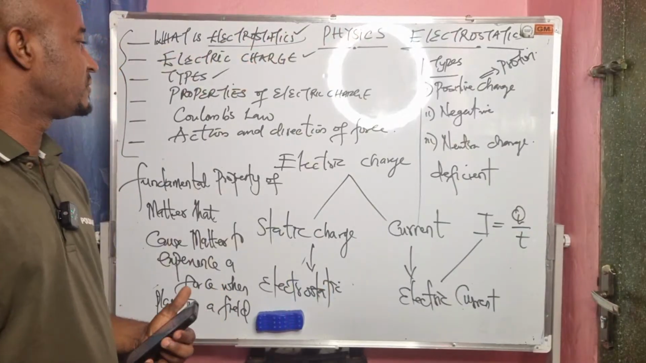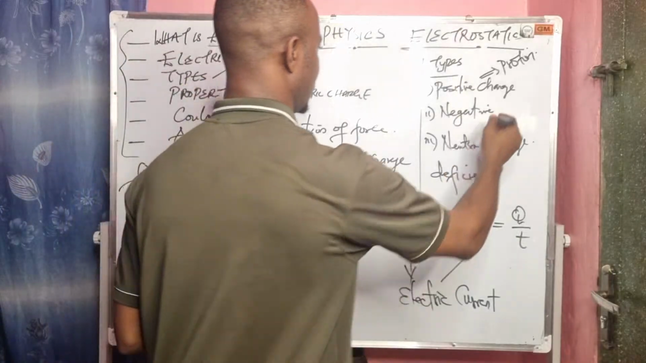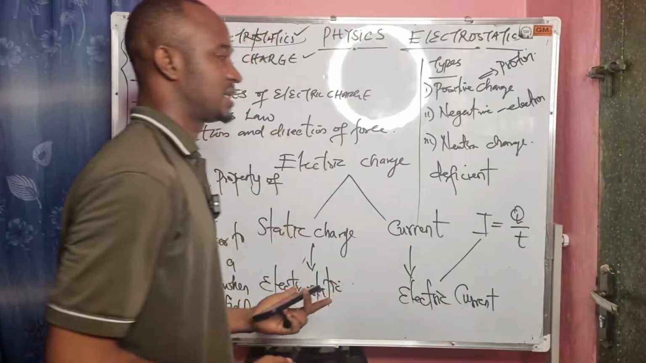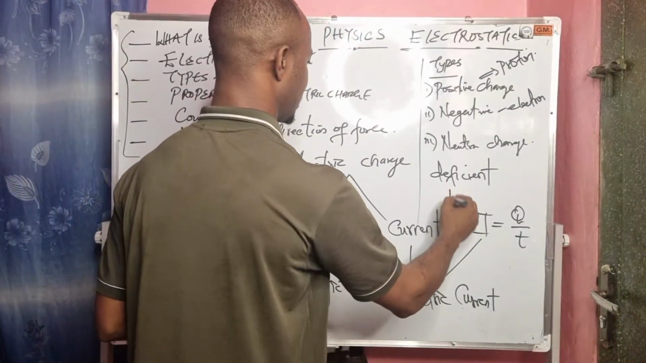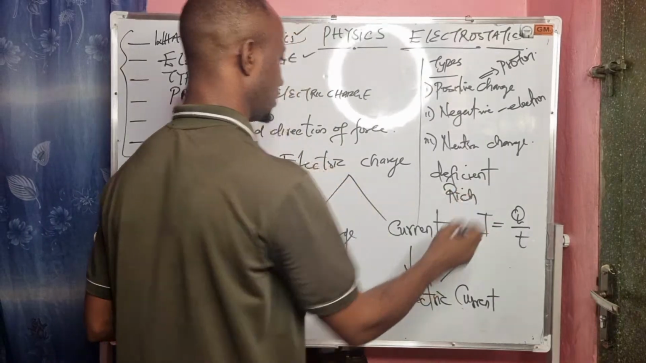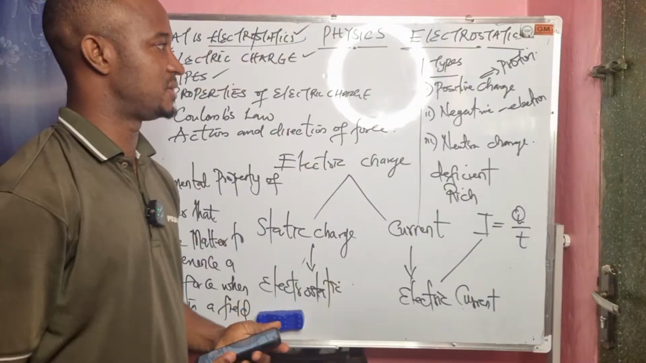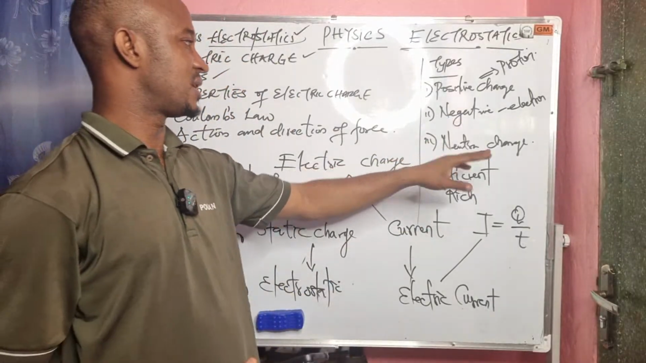Then when you hear the word negative charge, what comes to your mind is electron. What are negative charges? These are charges that are electron rich, meaning they have electrons in them. So they are called negative charge.